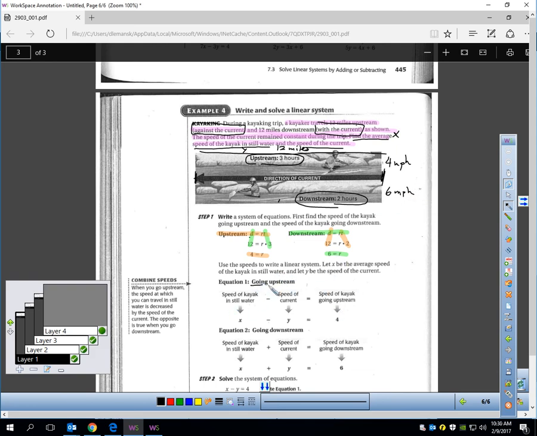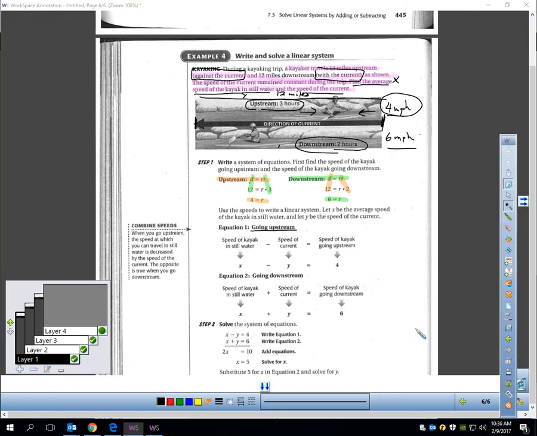So, equation 1, going upstream. My actual speed of the kayak minus the speed of the current, because think about it, the current is working against me, had to equal 4 miles per hour. My second equation, now on the way back with the current, my actual speed of the kayak with the current helping me was 6 miles per hour. Well, there's my system. Okay? This is an easy problem to solve with elimination.